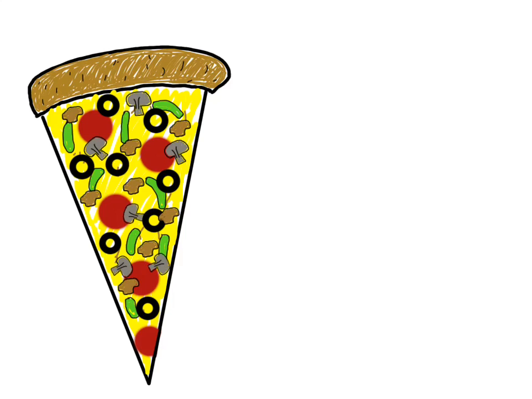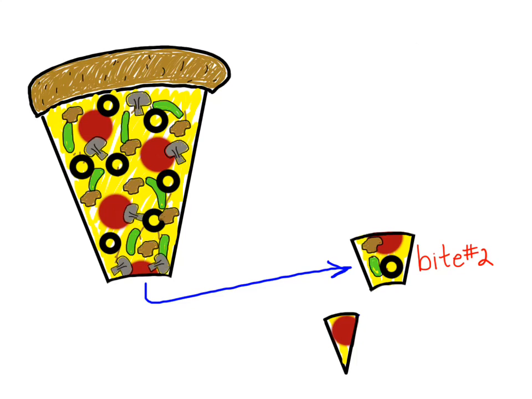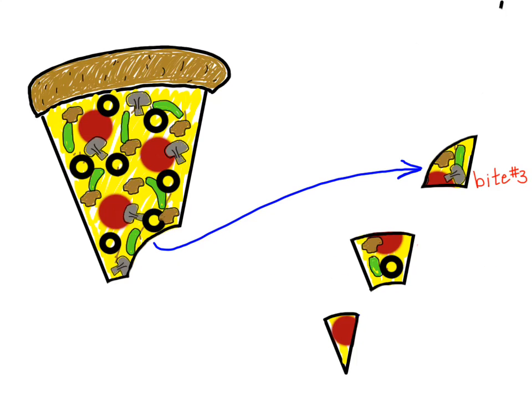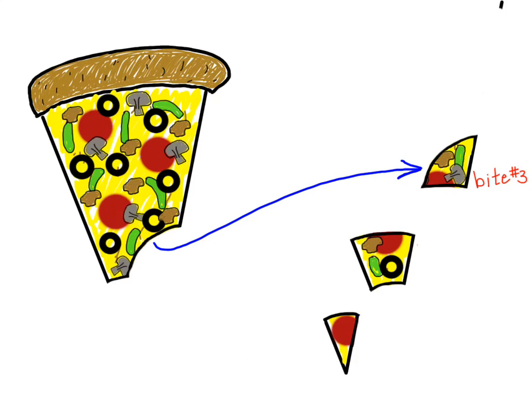Now what we'll do is look at different samples from different locations in the pizza. So let's say you're eating the pizza. You take your first bite. There's bite number 1. And you take a second bite. There's bite number 2. And you take a third bite. There's bite number 3. So now there are 3 bites right there.